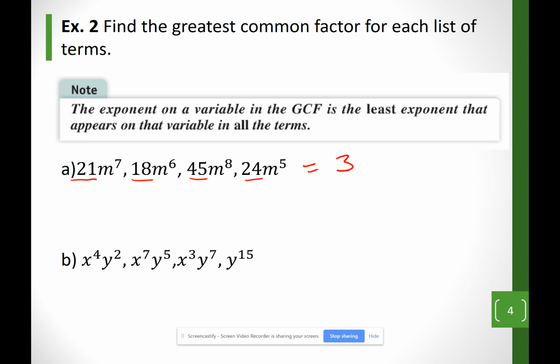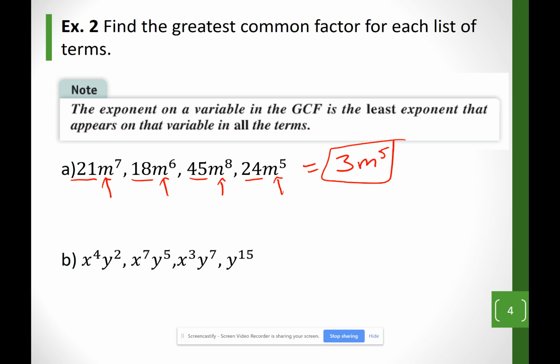Now, when it comes to letters, I have m to the 7, m to the 6, m to the 8, and m to the 5. We're always going to use the smallest factor. So for letters, it's easy, it's the smallest exponent.